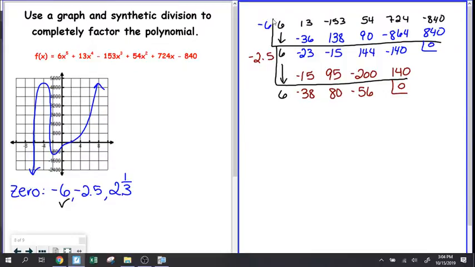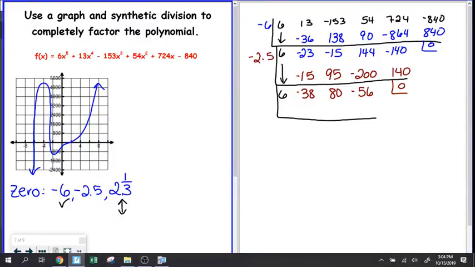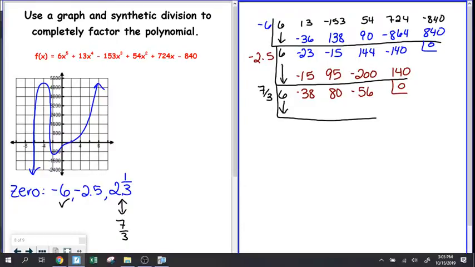Now, here's a helpful hint to save us some time typing on our calculator. If you have a mixed number, it's actually going to be faster to type that in as an improper fraction. So 2 1/3 is the same thing: 2 times 3 is 6 plus 1 is 7. Or use the function on your calculator that will convert that to an improper fraction. But it's 7/3, and typing in 7/3 is a lot faster for me than 2 1/3. So I'm going to do synthetic division one more time with 7/3. And again, I should get 0 when all is said and done.